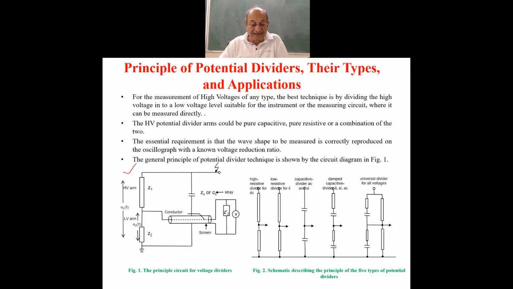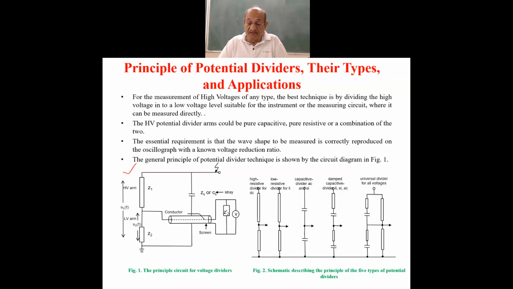And this high voltage potential divider, this Z1 and Z2, that is impedance being shown. This could be a high resistive divider, pure resistance. I mean, Z1 and Z2 could be formed with pure resistance that is suitable for DC measurement. Then we have the low resistance divider.